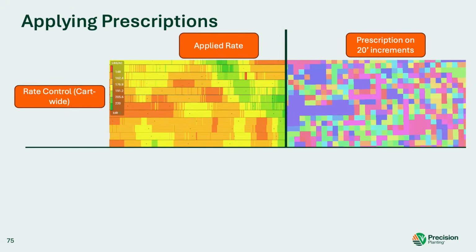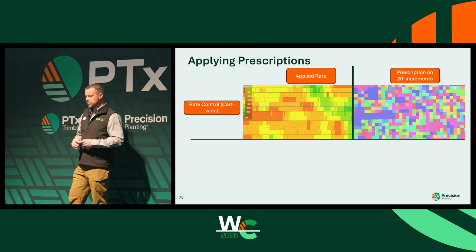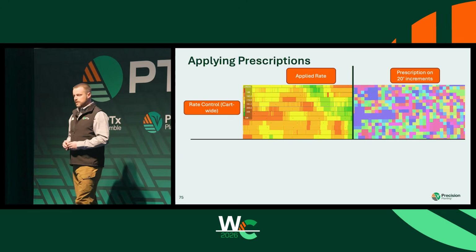Now, if I've got tower by tower rate, as I look at applying prescriptions, my top example here is a full system-wide, so full tool-wide meter. So as I make a rate change, this prescription's in 20-foot increments. Now, as I make that change, it's going to have to go full drill width. Right? So if I've got a 60-foot drill in 20-foot increments, I'm going to choose that middle rate and apply it.